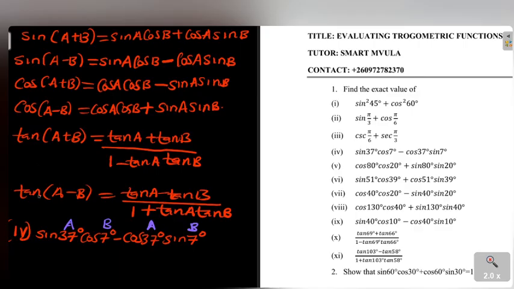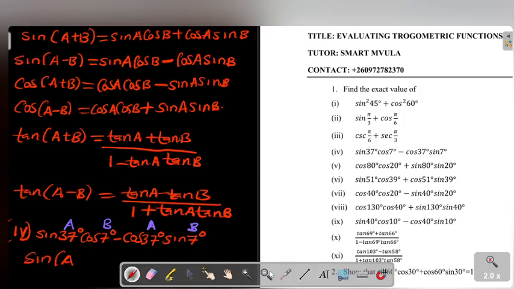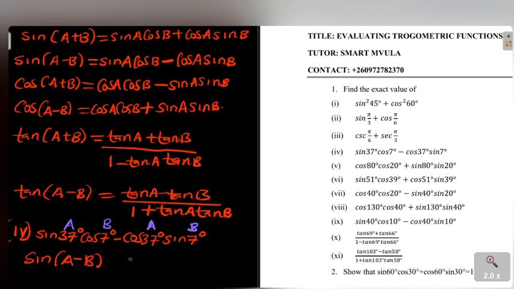So you look at what you are starting with. We are starting with a sine, so it will be sine of A. When you compare, the identities that start with sine are the first one and the second one. Since here we are subtracting, you pick the second one, meaning you are going to say minus B. So this is sine, the first angle 37 degrees minus the second angle 7. Now 37 minus 7 gives us 30.